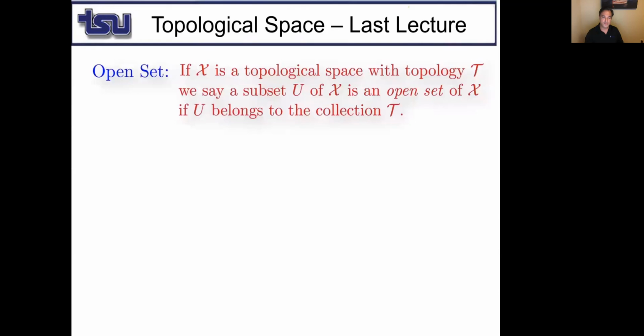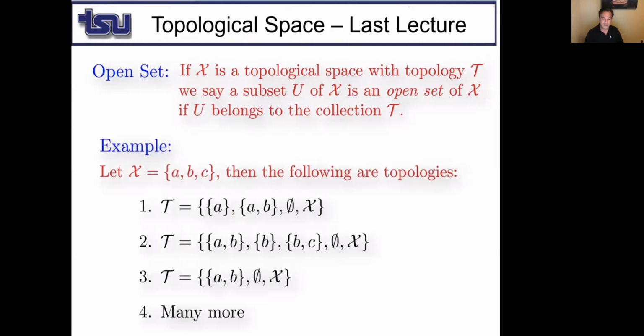And we also defined what an open set is. If X is a topological space with topology T, we say that a subset U of set X is called an open set of X if it belongs to the collection. And here is an example.